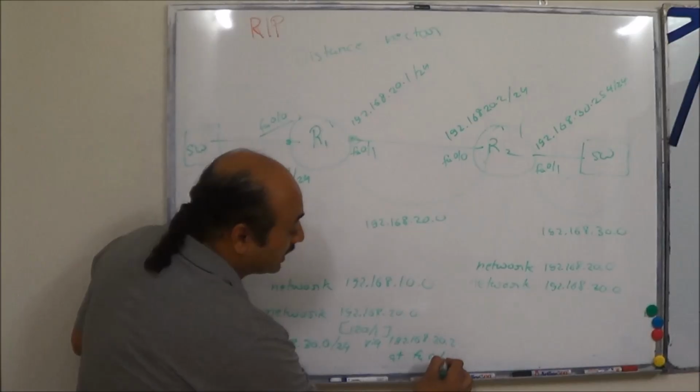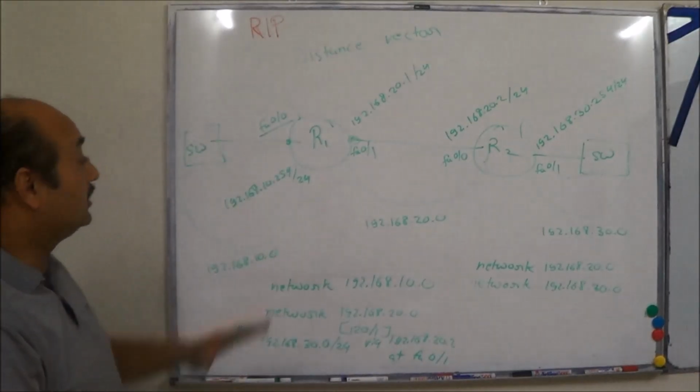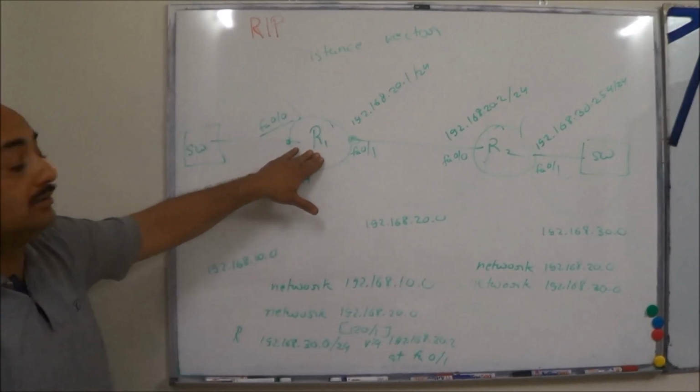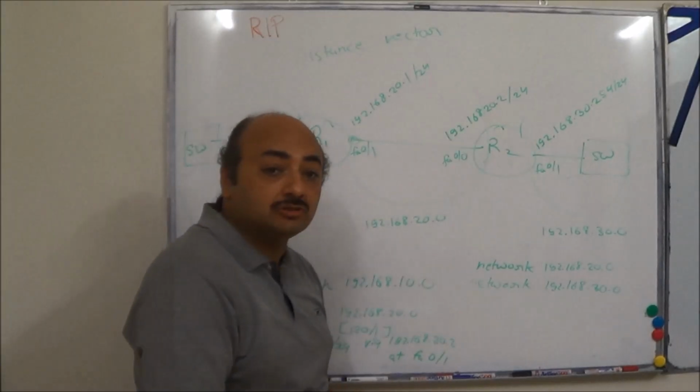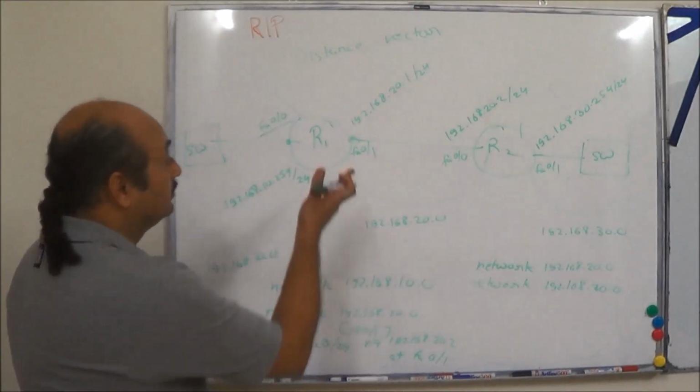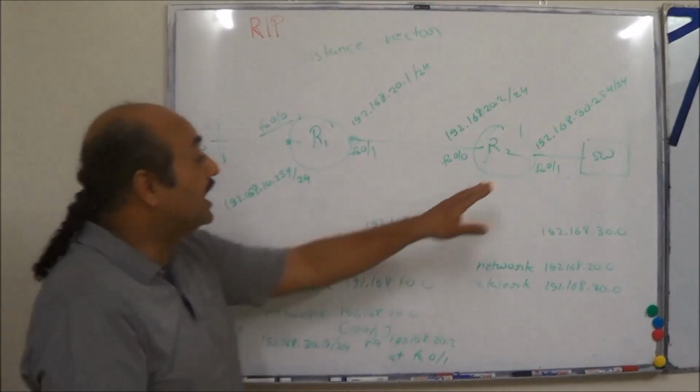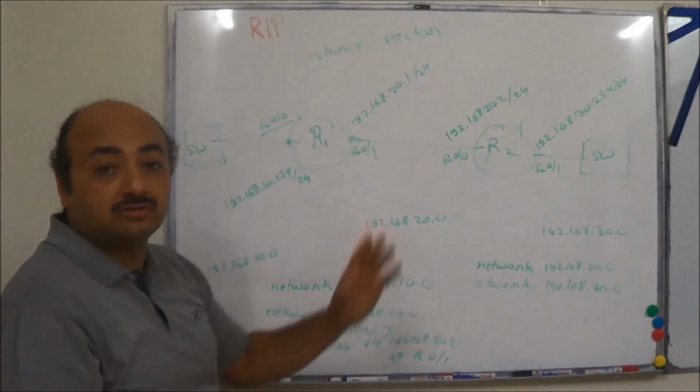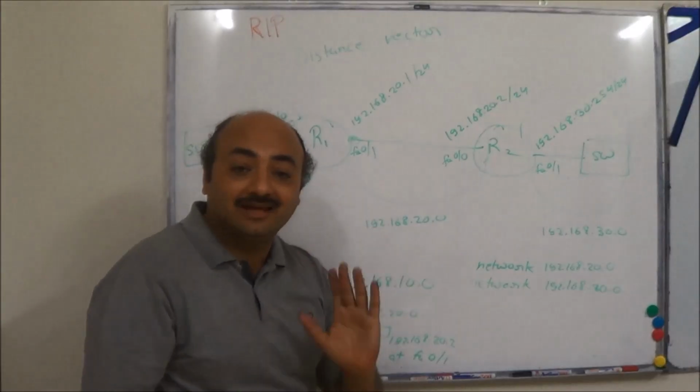Interface Ethernet 0/1. So what does R1 know? That the 30 network is in which direction? Okay, 0/1. What does R2 know? That the 10 network is in which direction? This direction.